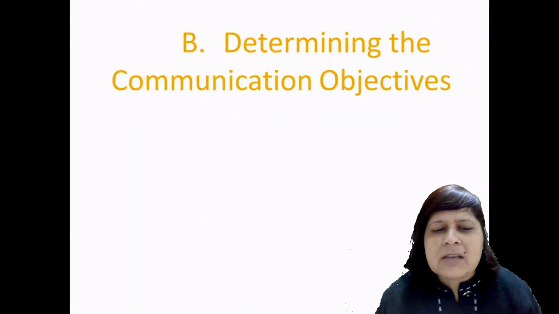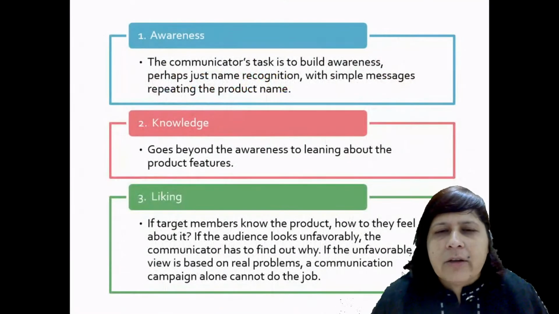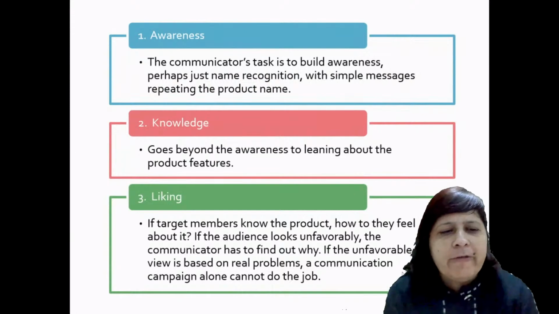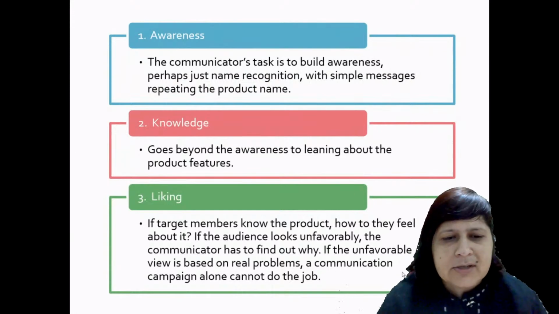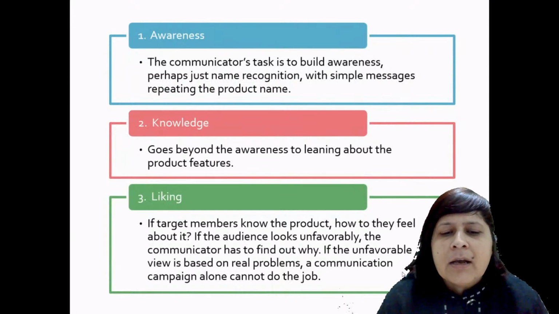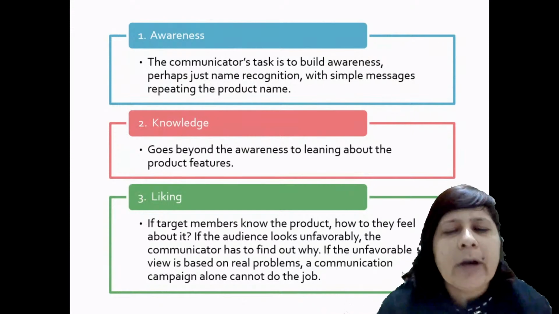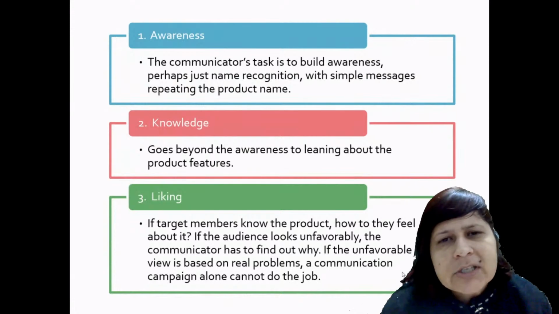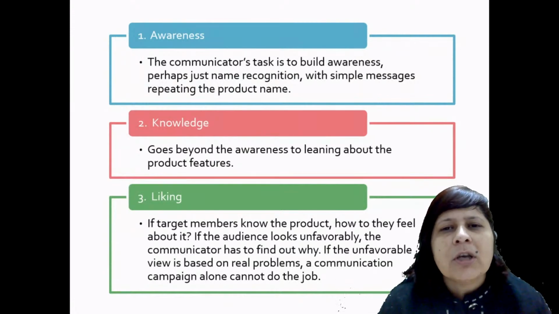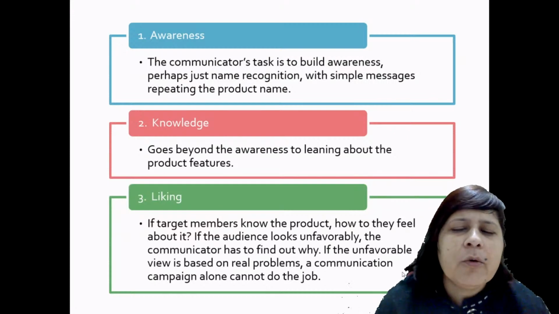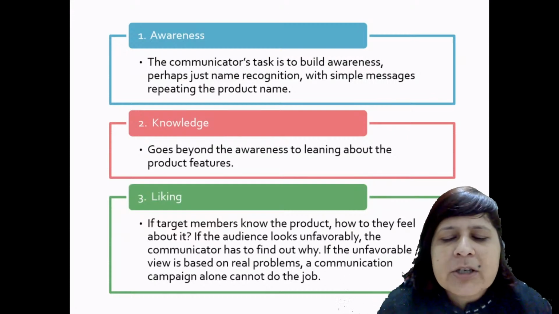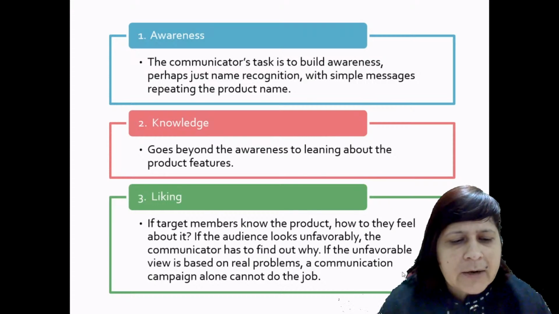So next is the communication objective, that is awareness, creating awareness, building the awareness, right? Just the name recognition with a simple message by repeating the product name. That is the first objective: creating awareness about the brand, about the product, and you could do this by repeating the product name, right?